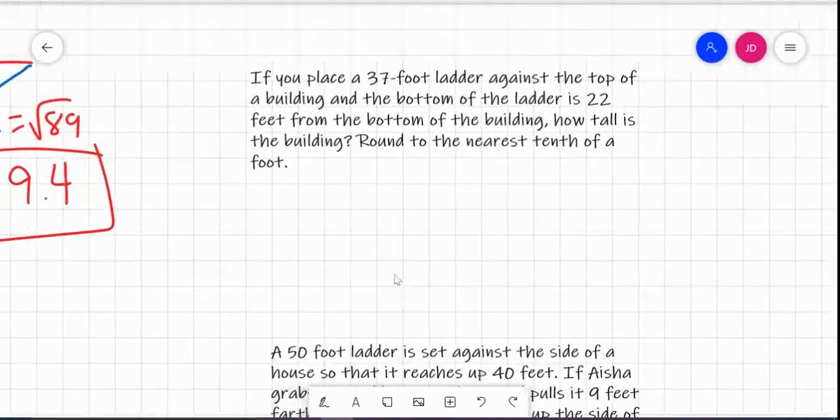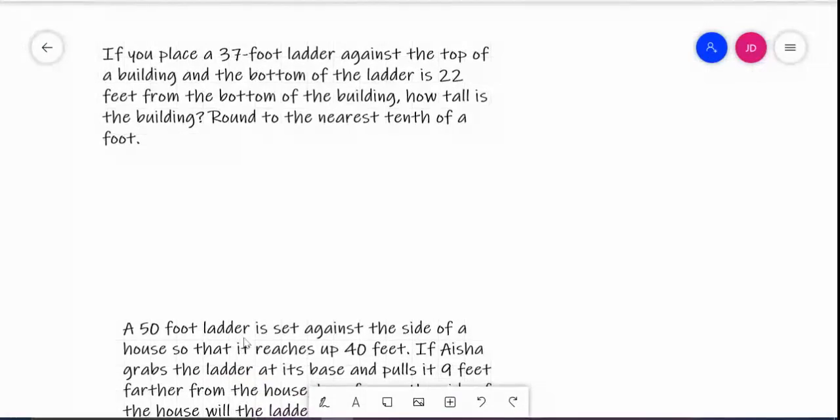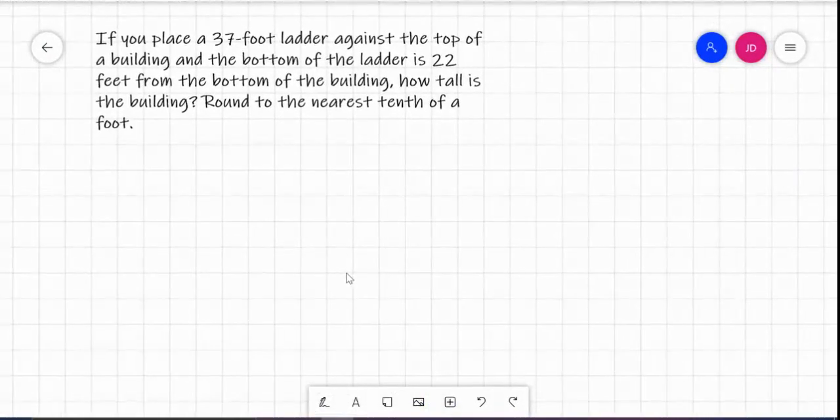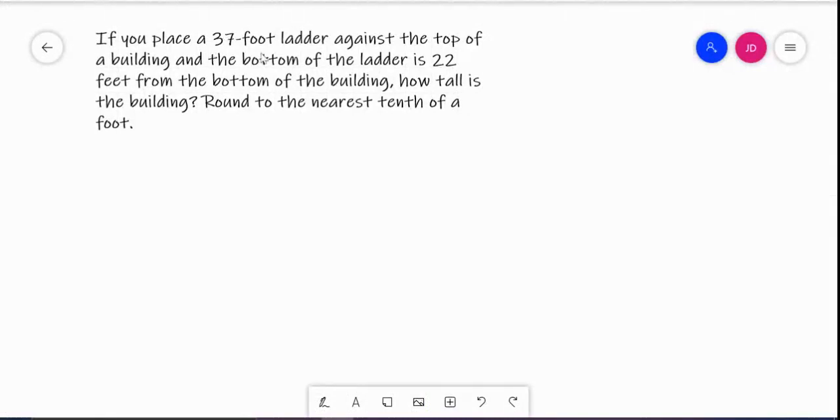I'm going to make myself some room here. All right. If you place a 37-foot ladder against the top of a building and the bottom of the ladder is 22 feet from the bottom of the building, how tall is the building? Round your answer to the nearest tenth of a foot.